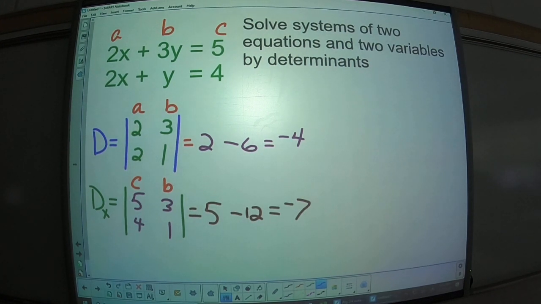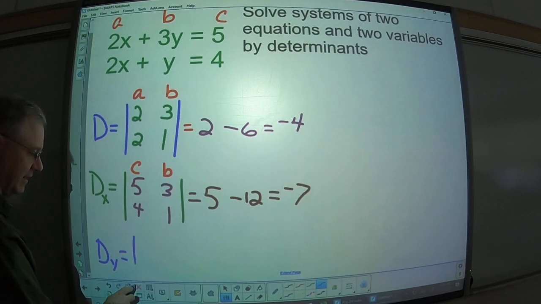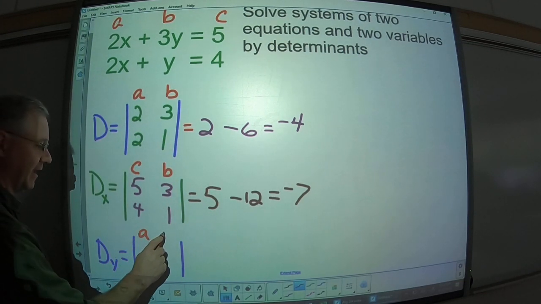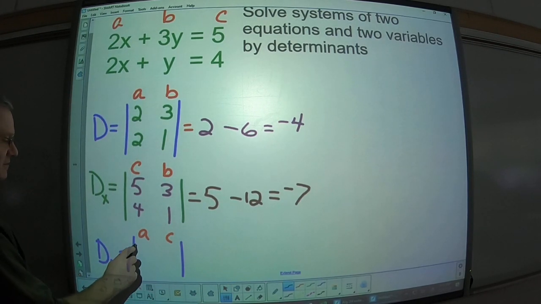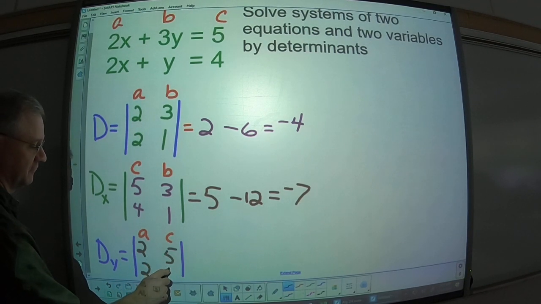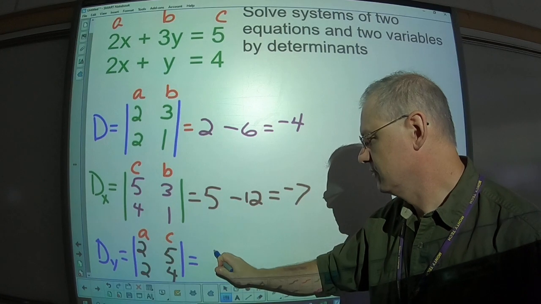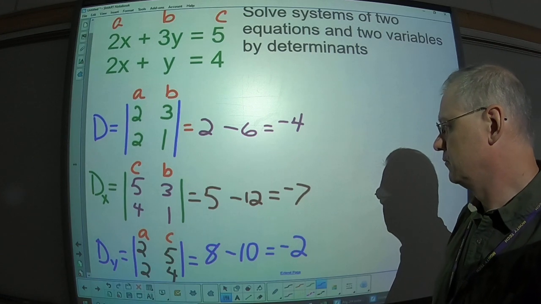Our next one, let's see, just double checking everything. D sub y, and for D sub y, the y column is going to be replaced, so it's going to be A and not B but C this time. So I'm going to fill it in. A is 2, 2, and C is 5, 4. So I'm going to get my answer here of 8 minus 10, or negative 2.